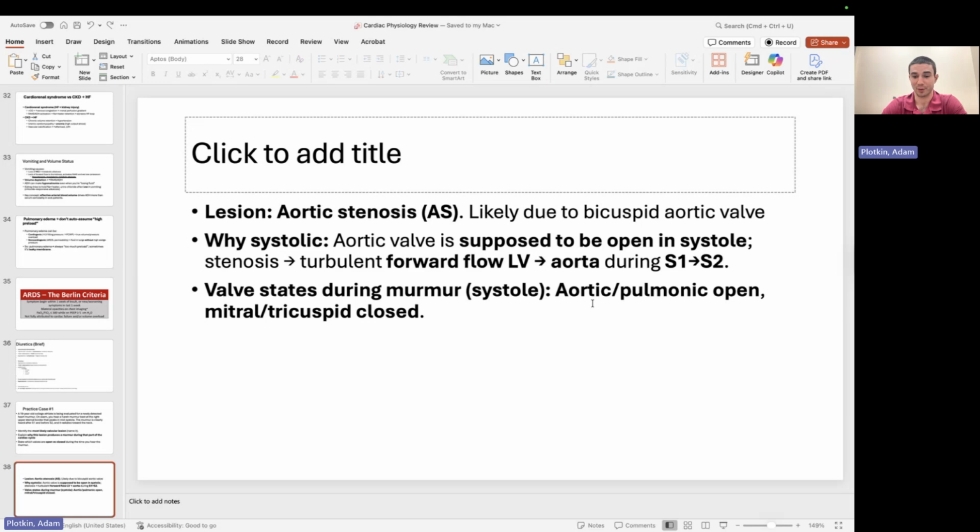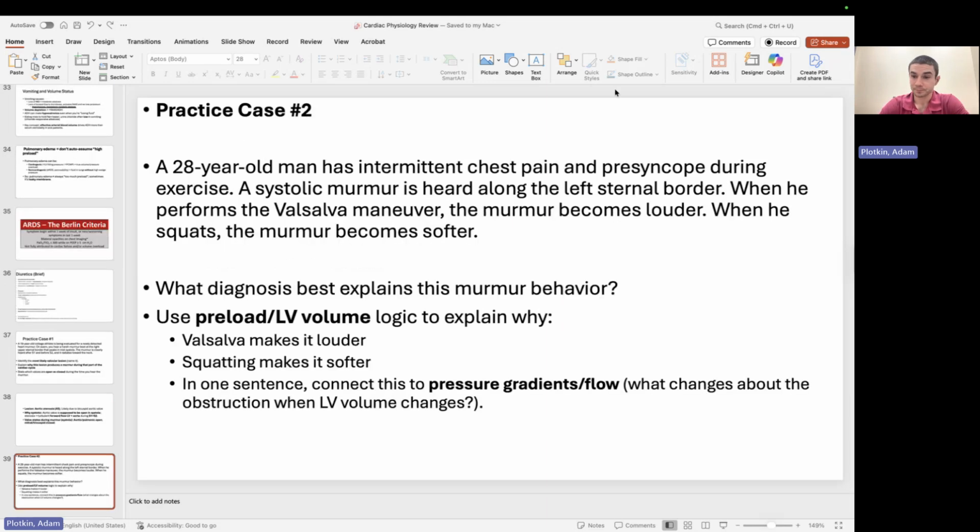And then the valve states during the murmur: this is systole, in between S1 and S2. So the aortic and pulmonic valves should be open. The mitral and tricuspid valves should be closed. All right, let's do another case.